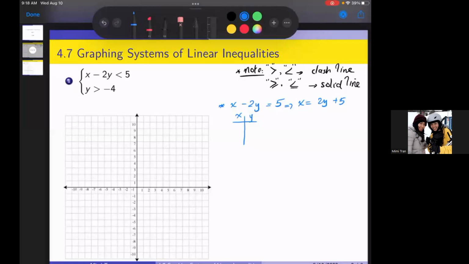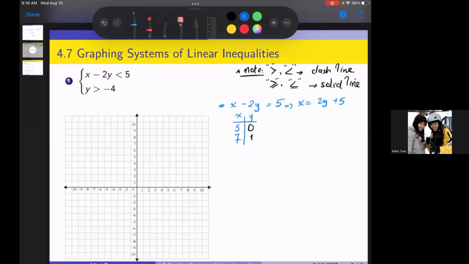So I'm gonna let y equal 0. When y equals 0, what's x equal? 5, right? 5. You can just plug in 0 for y. When y equals 1, x equals 7.